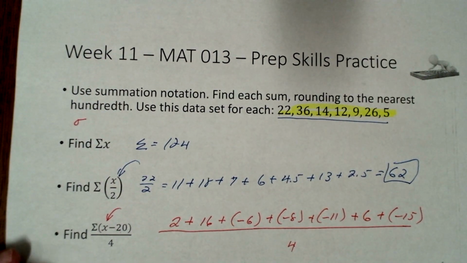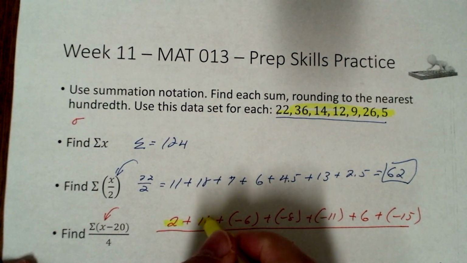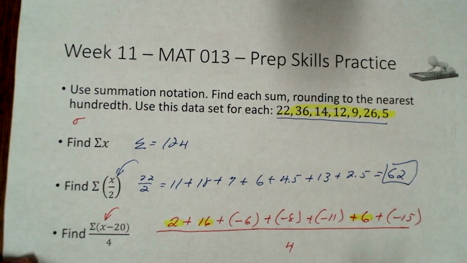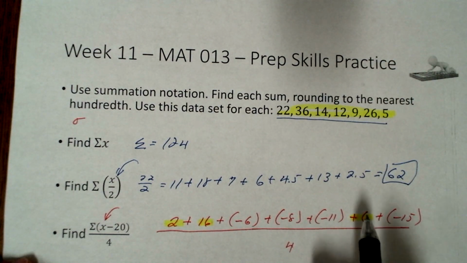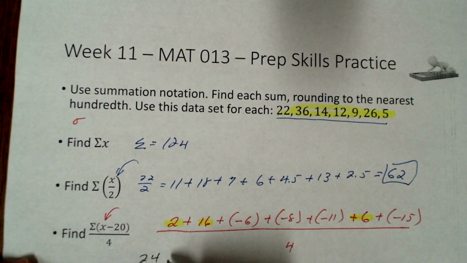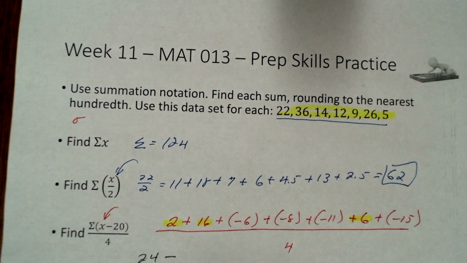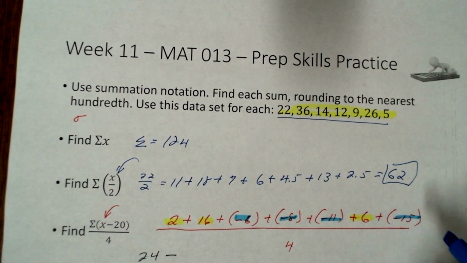Okay. Again, what I would recommend is just add your positive values together. So we'll get a solution there. 2 plus 16 is 18, plus 6 is 24. So 24 minus, what's the sum of our negative values? We have minus 6, minus 8, minus 11, minus 15.